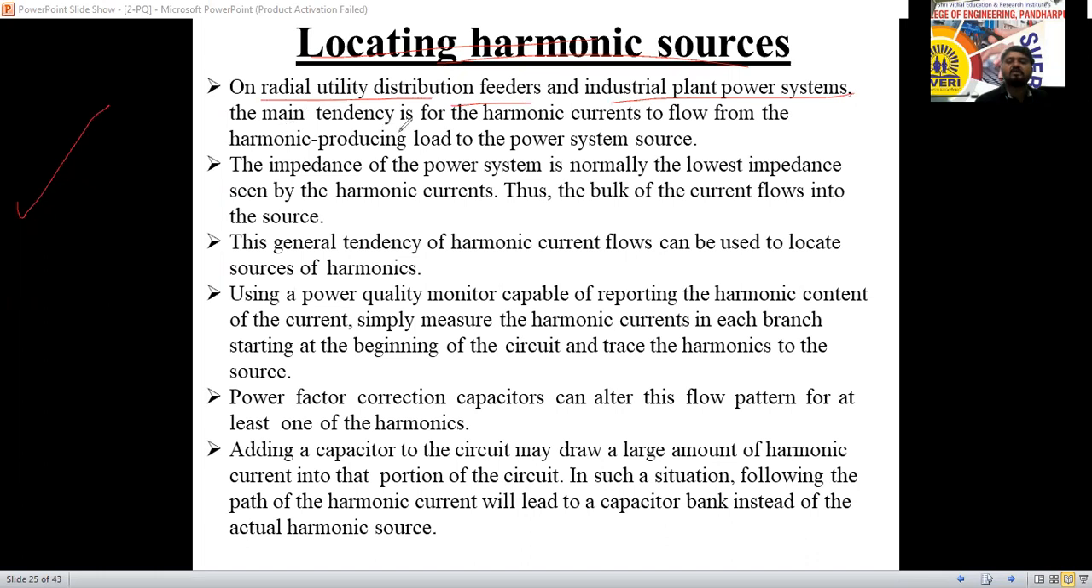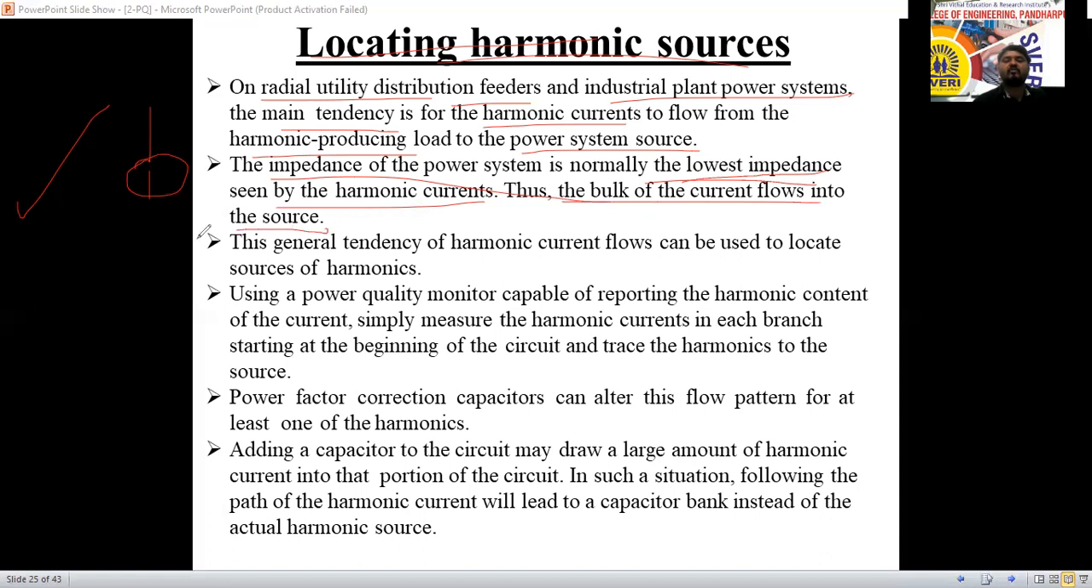The main tendency is for harmonic currents to flow from the harmonic producing load to the power system source. From the load to the power system source, the harmonics will be produced and flow over there. The impedance of the power system is normally the lowest impedance seen by the harmonic current here. We have previously also discussed that. Thus, the bulk of current flows into the source.